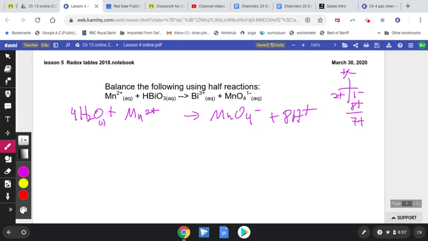I've got to get them equal. You always add the electrons to the more positive side. So I'm adding 5 electrons. 5 negatives gives me 2 plus, and we are balanced. 5 electrons. So there's my balanced half reaction. This one is losing electrons, so Mn2+ would be the reducing agent, losing electrons, undergoing oxidation.